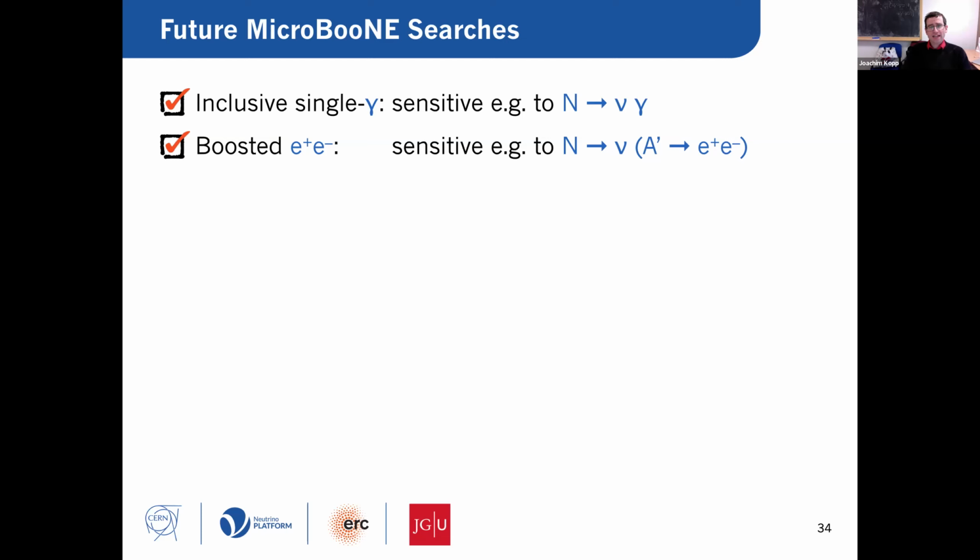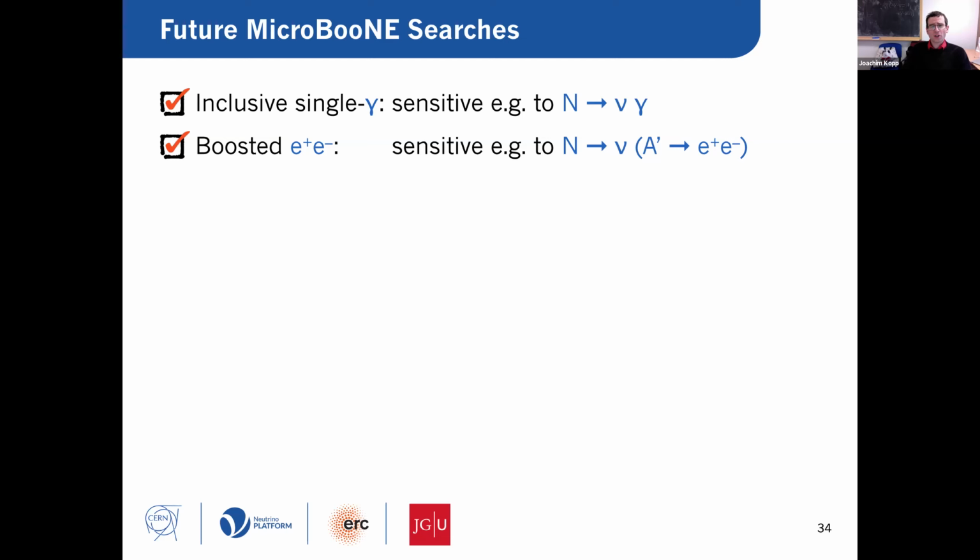Another possibility is a search for boosted e+ e- pairs. Remember, to MiniBooNE, any kind of electromagnetic shower looks exactly the same. So if you have an electron and a positron that are rather collimated, to MiniBooNE this will again look like a single electromagnetic shower. Now, where could such a boosted e+ e- pair come from? Well, it could come, for instance, from the decay of a dark photon. And a dark photon could again come from the decay of another heavy sterile particle.